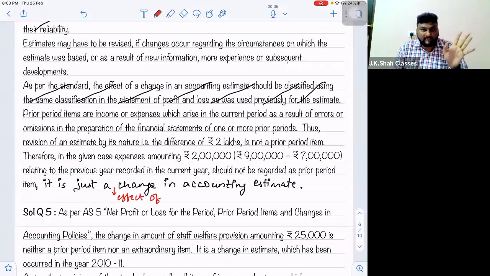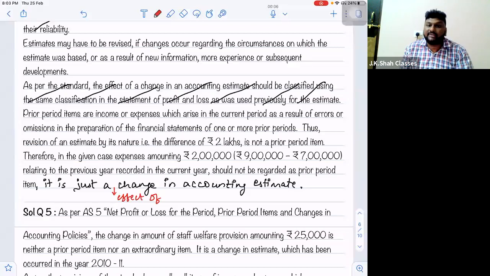Right? So it is not a prior period. And you can also write it is not a prior period nor an extraordinary item because it is just provision for expense. Right? So last year you recorded 7 lakh. This year you are recording how much? 2 lakh more. So the 2 lakh that you're recording this year actually belongs to the provision of last year only. But since it is recorded in this year, it is just a change in estimate. It is not a prior period item. Right? So please take a note of this.